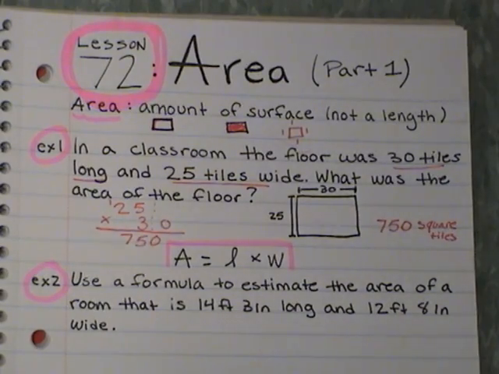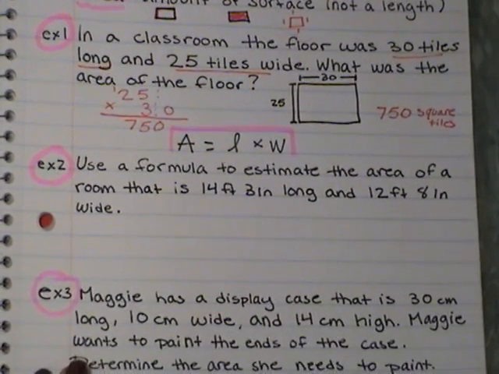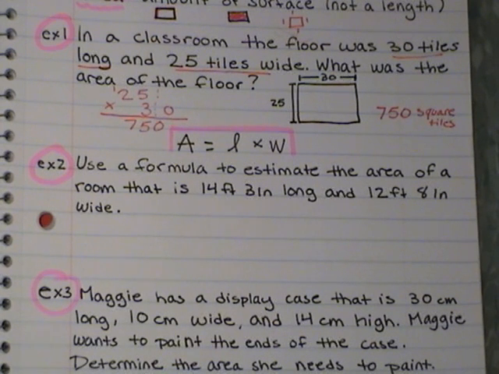Alright, the next example says, use a formula to estimate the area of a room that is 4 feet 3 inches long and 12 feet 8 inches wide. So you need to estimate. So first you're going to round those numbers either up or down, and then you're going to multiply them. Go ahead, try it yourself, and then you can correct with me as we go along.